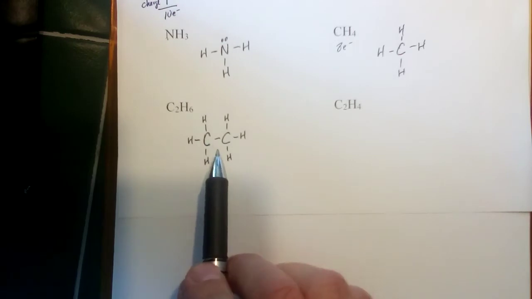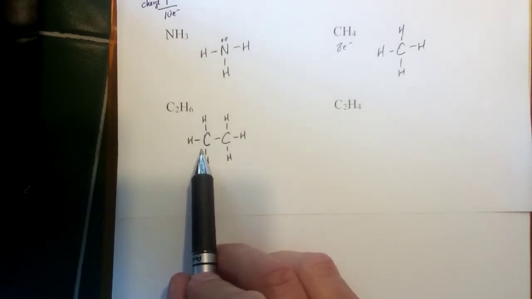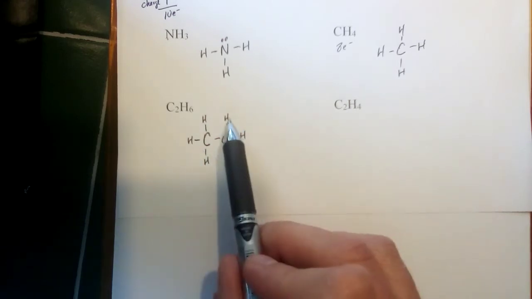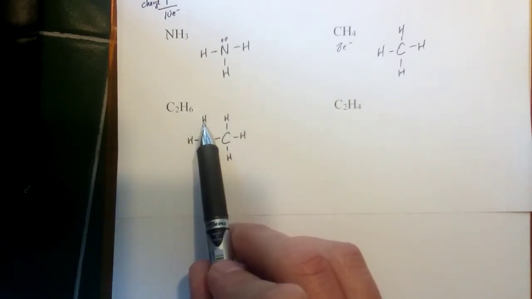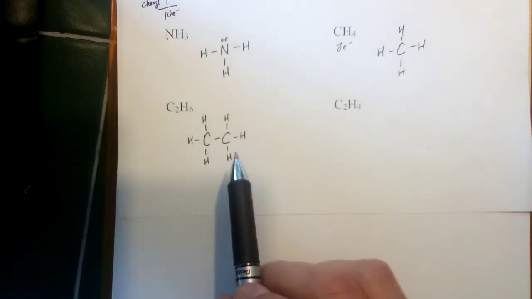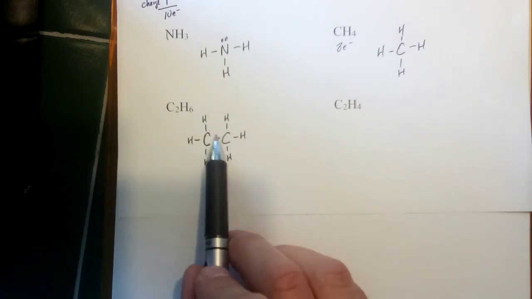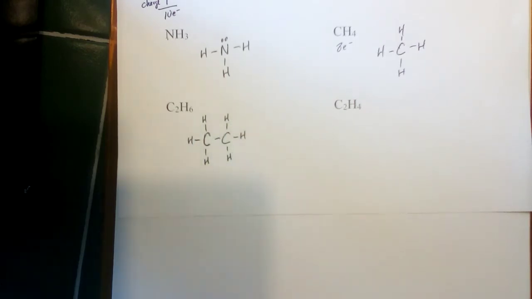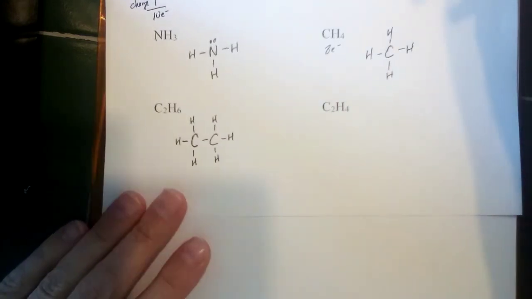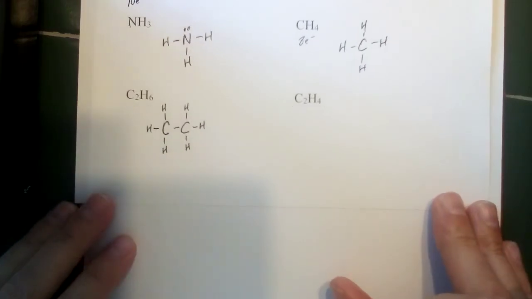Now, that gets us to a point where each carbon has 4 bonds, right? So that would satisfy the octet rule. It would also give it a 0 formal charge. Each hydrogen has 1 bond. That satisfies the duet rule for hydrogen and gives it a 0 formal charge. So there's our structure. The 2 carbons are connected, but then they each have 3 hydrogens around them.